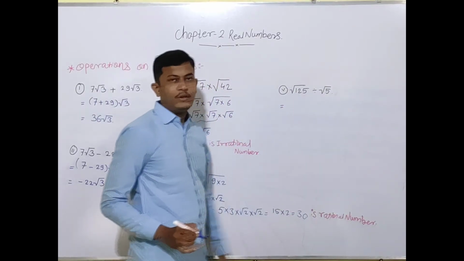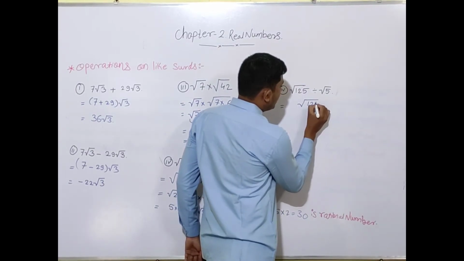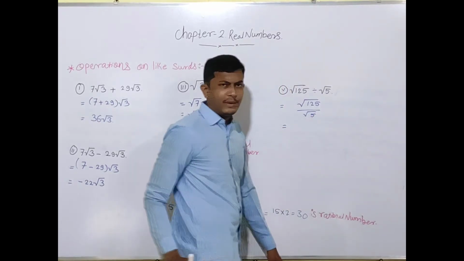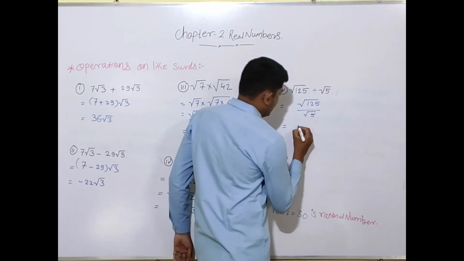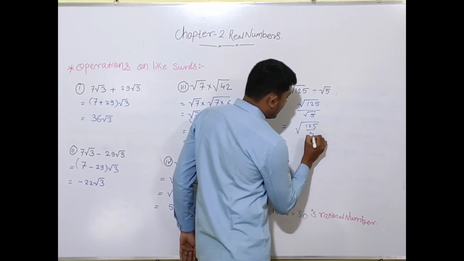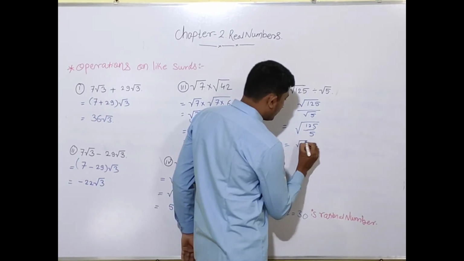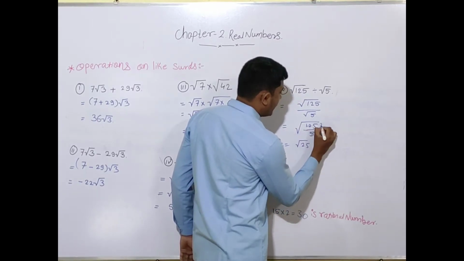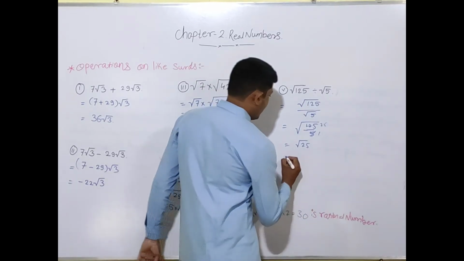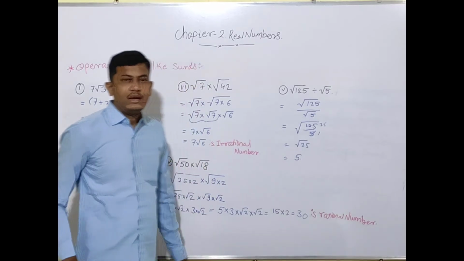So root of 125 divided by root of 5 can be given as root of 125 upon 5, using laws of indices. 125 upon 5 is what? Simply root of 25. 25 upon 1 is equal to root of 25. Root of 25 is what? Simply 5. Again, it is a rational number.